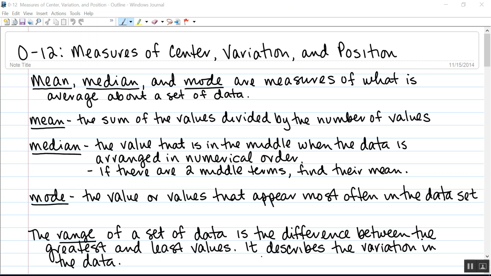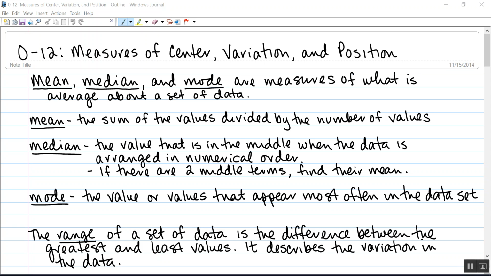Section 012 is on measures of center, variation, and position. Mean, median, and mode are measures of what is average about a set of data. The mean is the sum of the values divided by the number of values. In other words, it's basically the average.